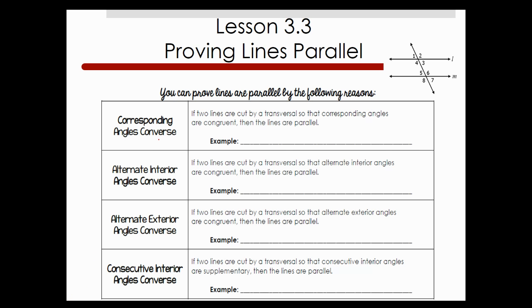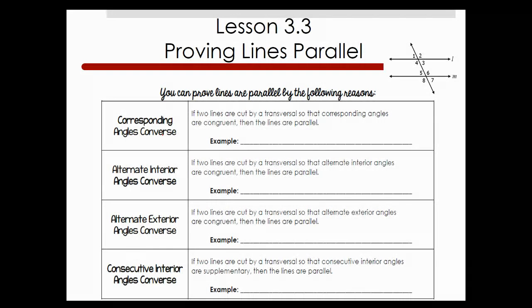For example, you have the corresponding angles converse. If two lines are cut by a transversal, and the corresponding angles are congruent, then the lines are parallel. So it's opposite now. Before, in the properties of parallel lines, we said if they are parallel, then the corresponding angles are congruent. So we just switch the if and the then. Now you're saying if corresponding angles are congruent, then the lines are parallel.